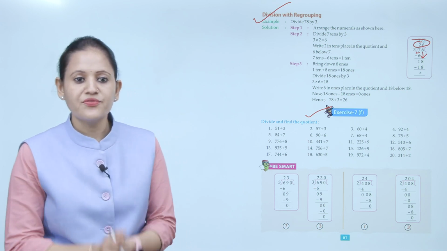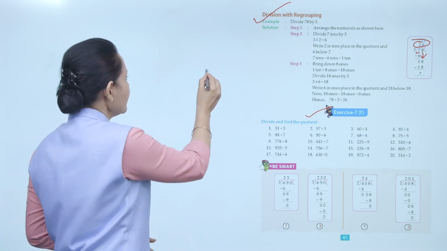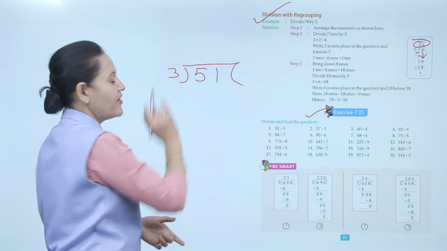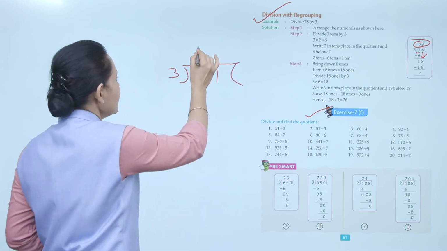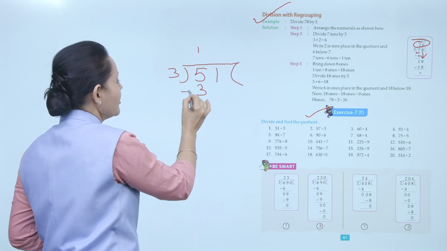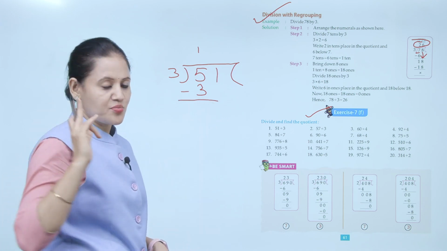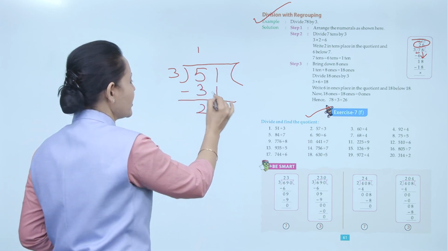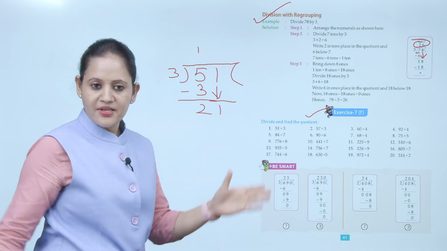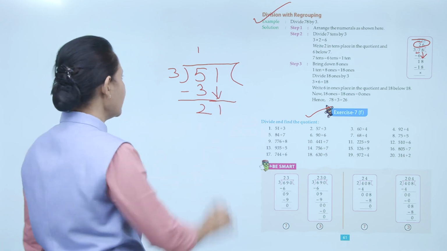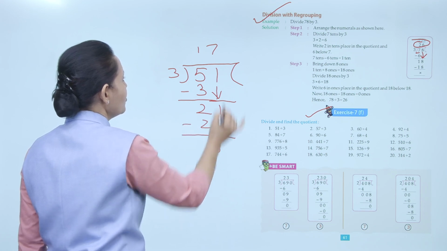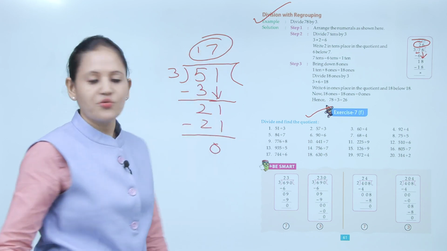Divide and find the quotient. 51 divided by 3. So we have to divide 51 by 3. First we'll divide 5 by 3. So 3 1s are 3, because 3 2s are क्या हो जाता है 6, which is more than 5. Subtract करेंगे we'll get 2. Now we note down next number, 1. 21 बन जाएगा. 3 7s are 21. Subtract करेंगे we'll get 0. So 17 is our quotient.